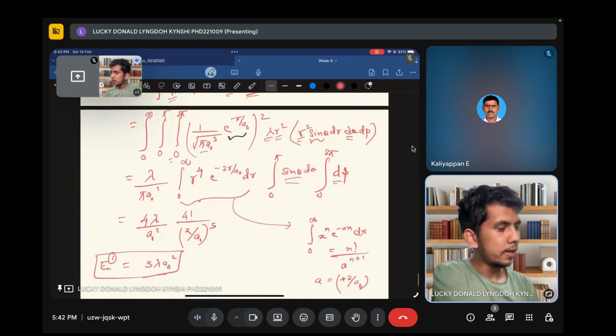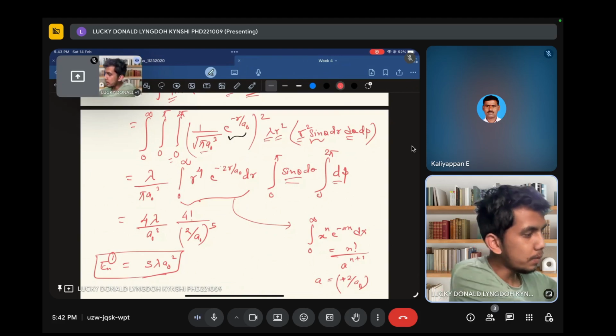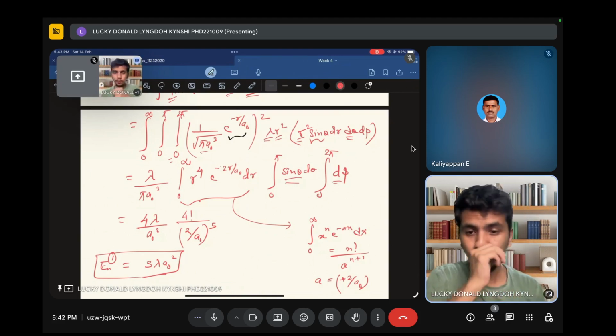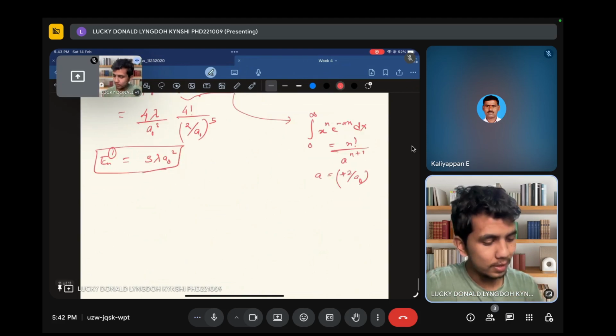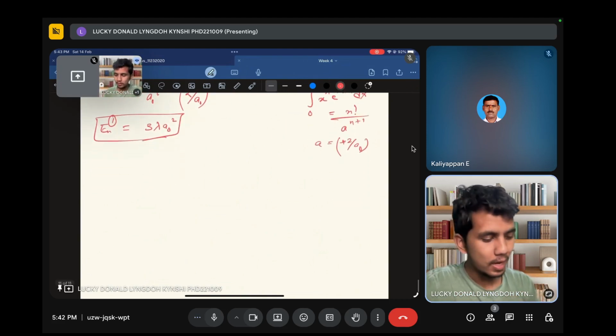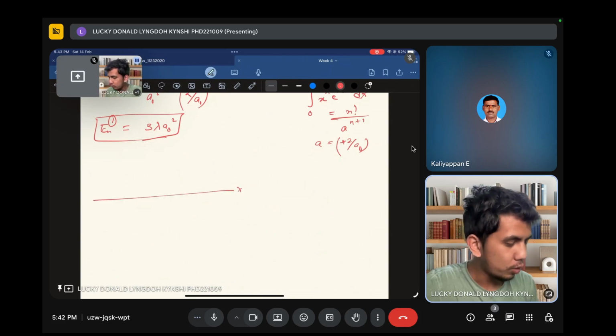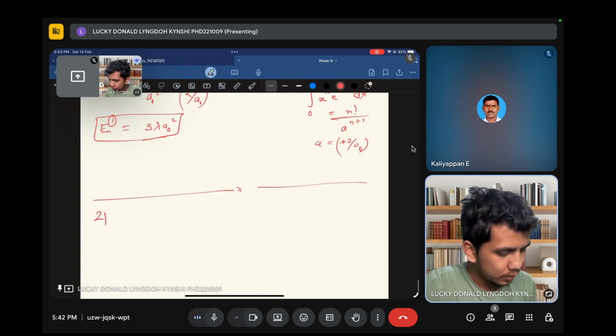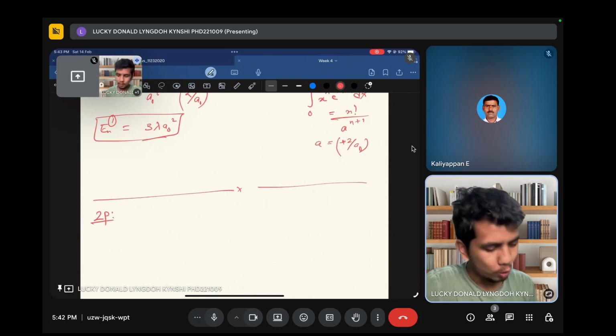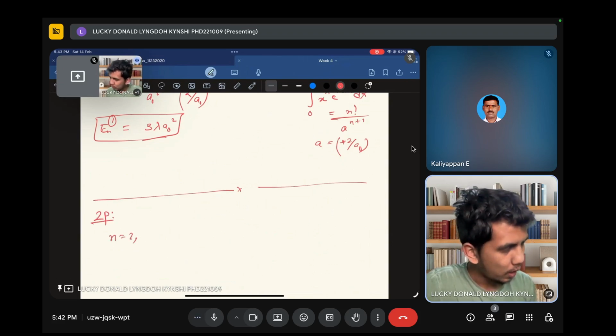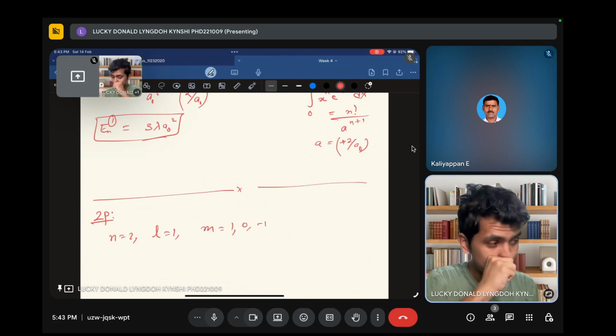Now the second part is you have to solve the same thing for your 2p state. This is for the ground state, which is the 1s state. Now it's also given in your problem to solve for the 2p state. So what is 2p here? 2p means n is equal to 2, l equal to 1, and m should be equal to 1, 0 and minus 1.